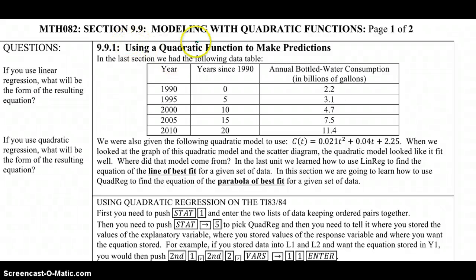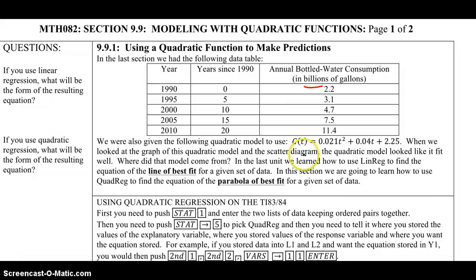Section 9.9, Modeling with Quadratic Functions. In this section, we're going to use a quadratic function to make predictions. In the last section, we had the following data table: years since 1990 and the annual bottled water consumption in billions of gallons.